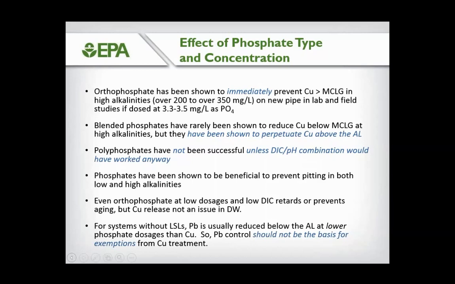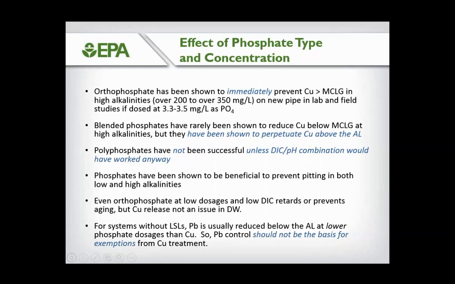Orthophosphates have been shown to be beneficial in terms of copper pitting at both high and low alkalinity, so that's a benefit. But you must be aware that orthophosphate at low dosages and low DIC can retard or prevent aging, but copper release is not normally an issue from a drinking water standpoint. A system that does have a copper problem in wastewater discharge, if they've got very low discharge limits, may be better off at a low DIC and high pH, just from a copper solubility standpoint.